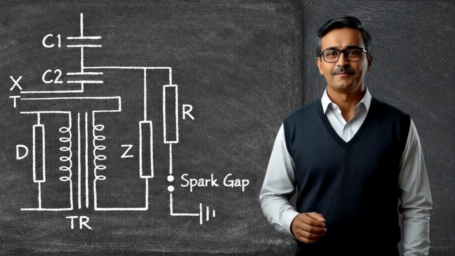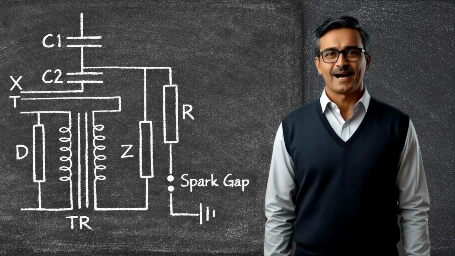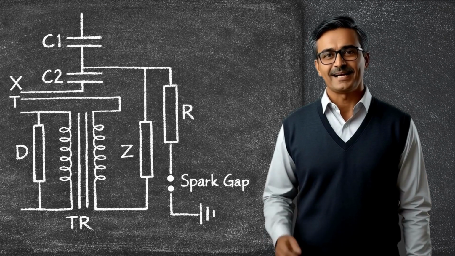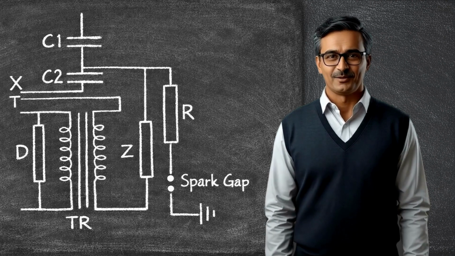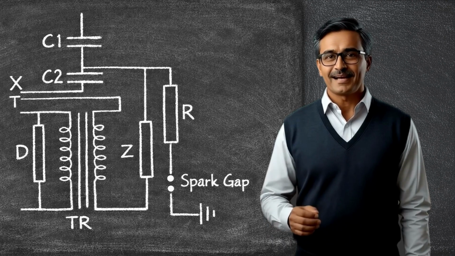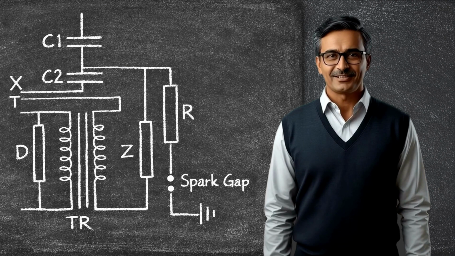Complete working. Let us now read the whole process from top to bottom. High voltage enters the CVT. Capacitors C1 and C2 divide the voltage. Intermediate voltage appears at X-T point. Compensating reactor corrects phase error. Transformer TR steps down to usable level. Damping circuit prevents oscillations. Spark gap and resistor protect against surges.